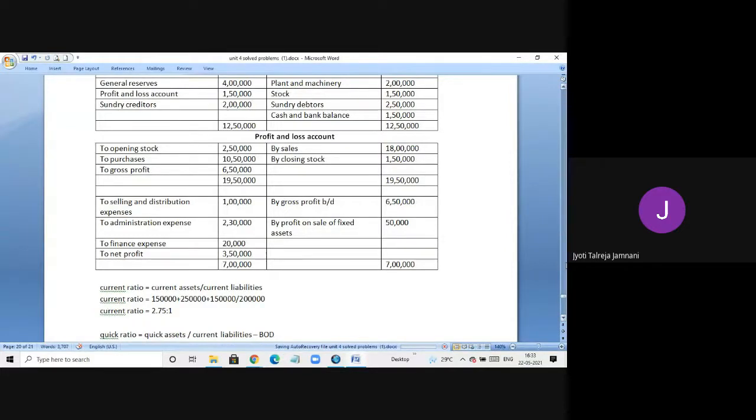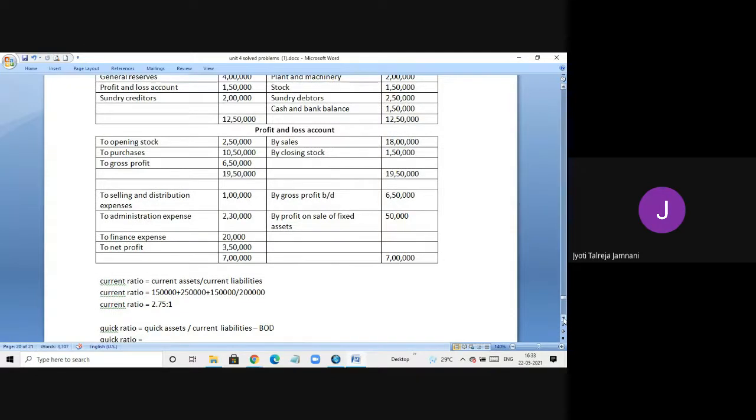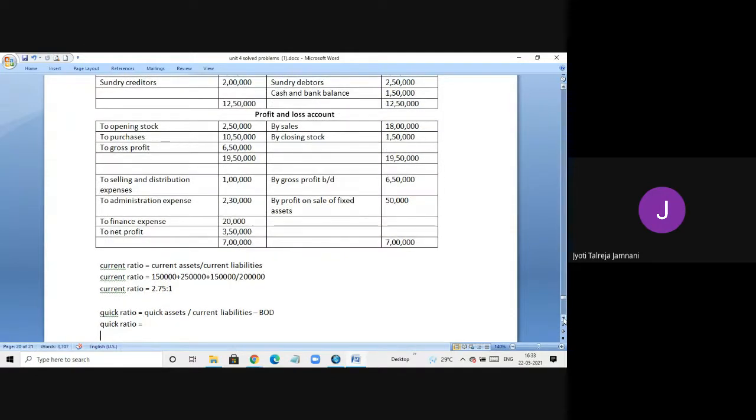So debtors 2,50,000 plus cash and bank balance 1,50,000 divided by the current liabilities, which is only creditors, which is 2 lakh. So you will get quick ratio as 2:1. So these are the first two ratios.